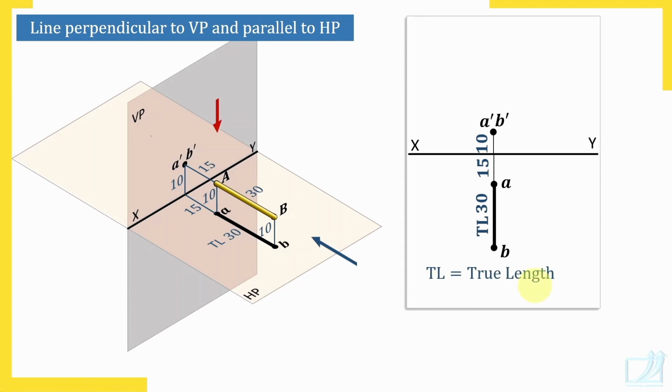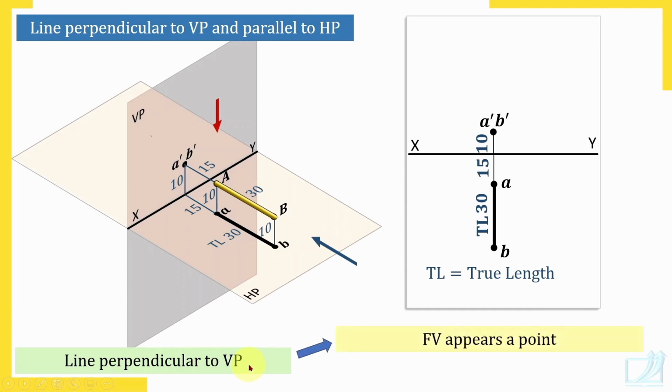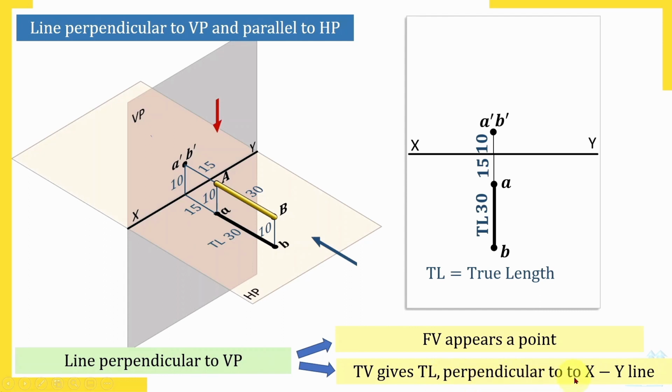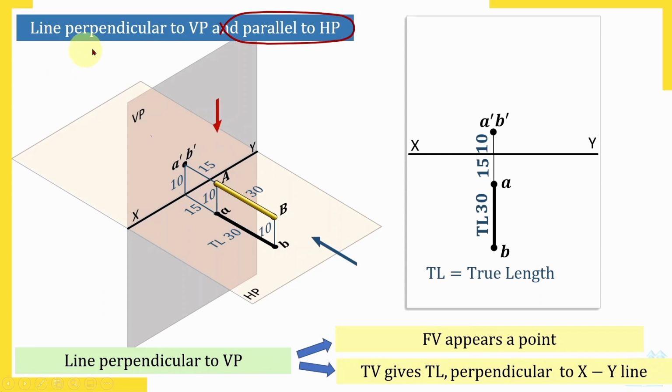TL means true length. Line perpendicular to VP, front view appears a point, and top view gives true length, and it is perpendicular to XY line. Also, when you say line is perpendicular to VP, it is understood that it is parallel to HP. So this information is hidden in the earlier part of the statement only. So mentioning that line is parallel to HP is unnecessary here.